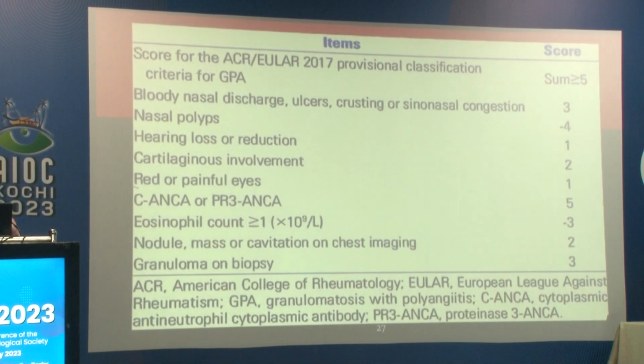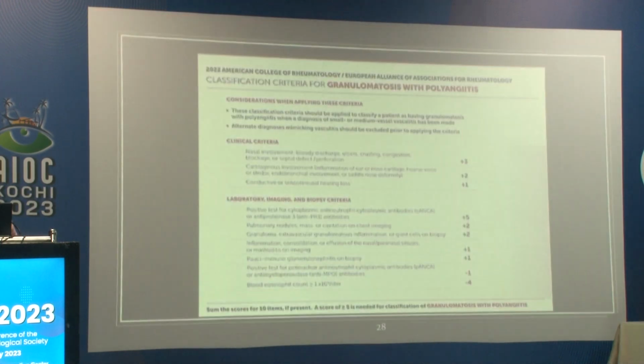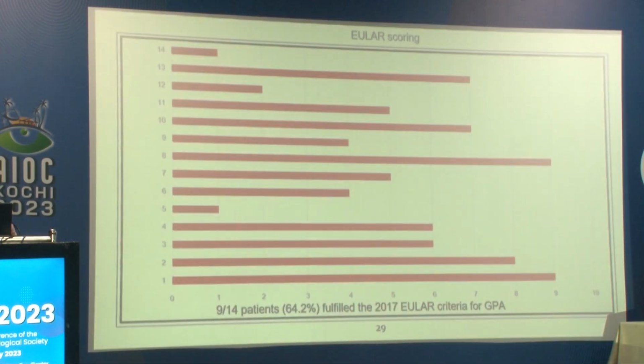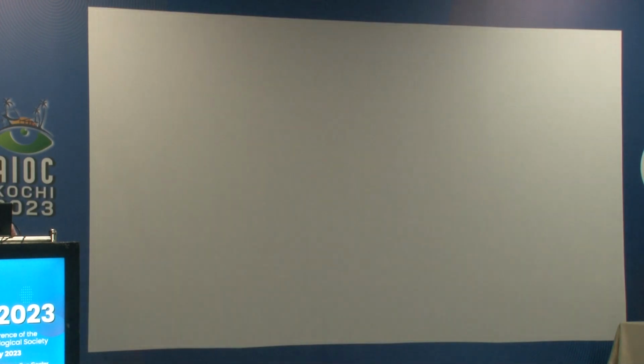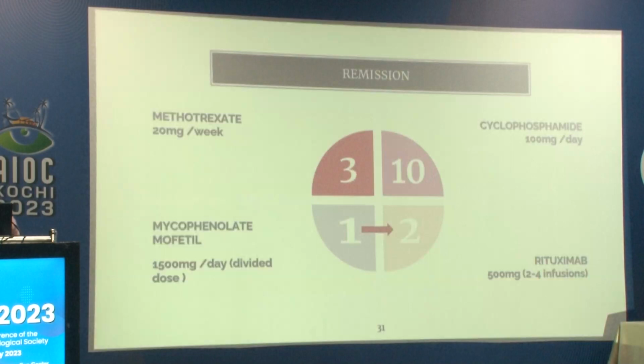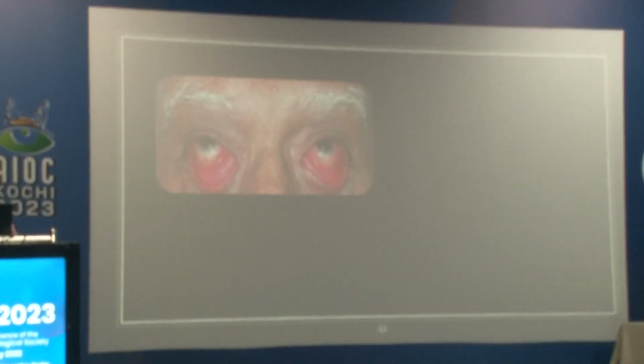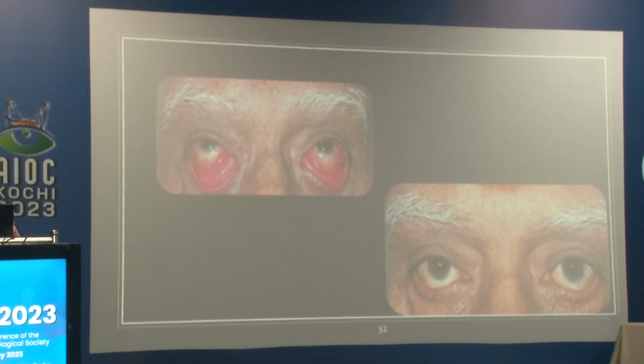So the American College of Rheumatology criteria 2017 had given importance to ocular features, but sadly in 2022 when the criteria was updated, the ocular involvement was completely removed. So we followed the 2017 criteria and we found that 9 out of 14 patients fulfilled the criteria. Treatment: glucocorticoids play the primary role. Along with it, 3 patients were treated with methotrexate, 10 with cyclophosphamide, and 1 with MMF. Though the 1 patient who was treated with MMF was ultimately shifted to rituximab, and 1 patient with cyclophosphamide also needed rituximab infusion. So this was post-remission.